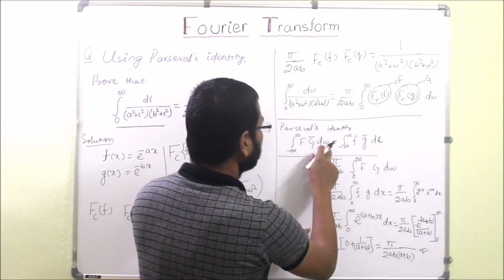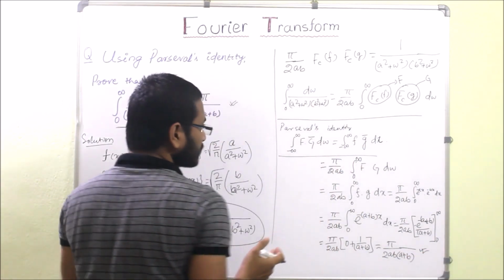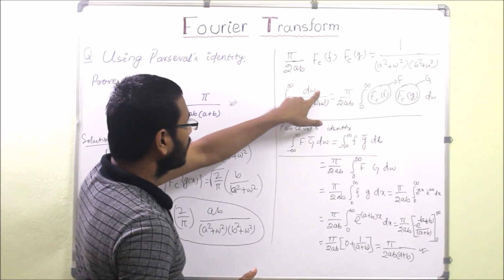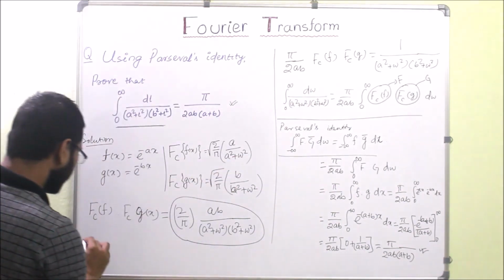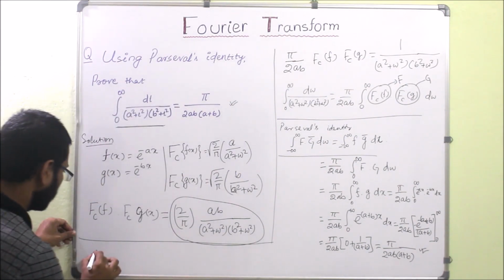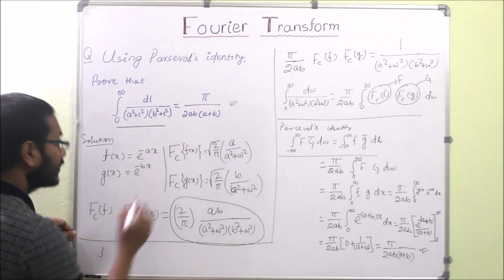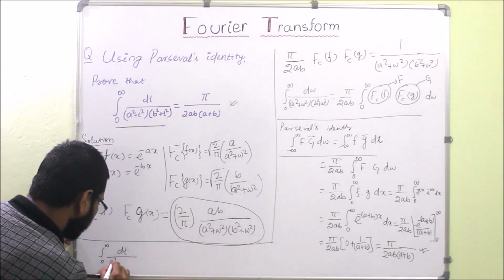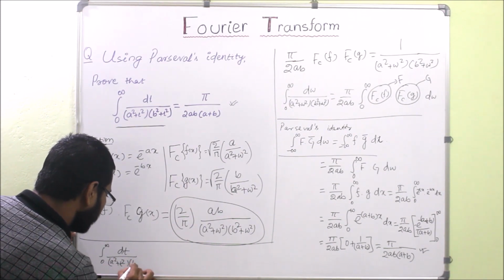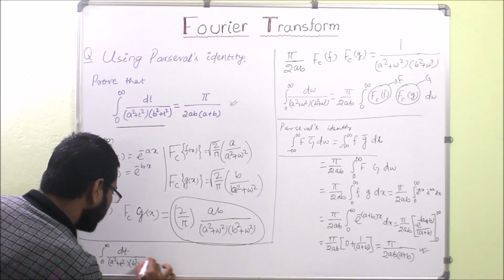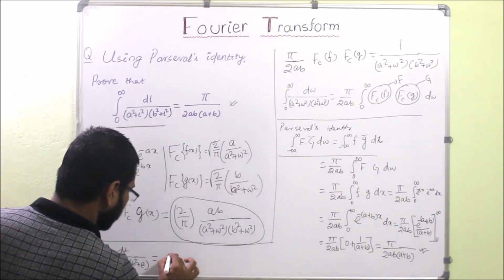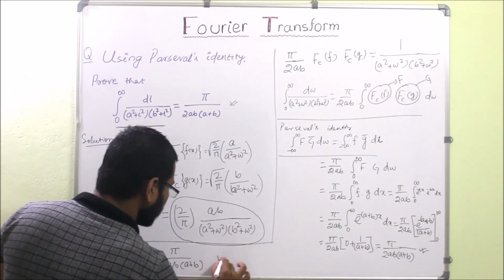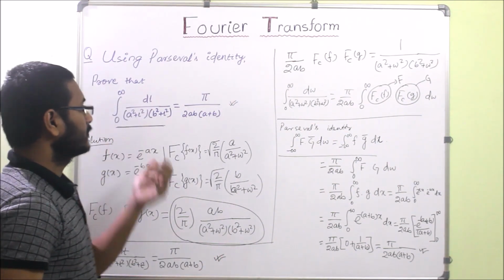So this we got in terms of w, but the simple way is to replace w by t. What we will get is that the left side will be the integral from 0 to infinity of dt by (a square plus t square) into (b square plus t square). This equals the right side, what we got, pi by 2ab into (a plus b). So in this way we can prove it.